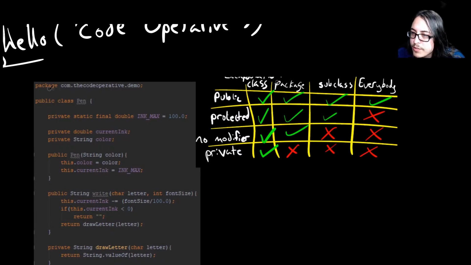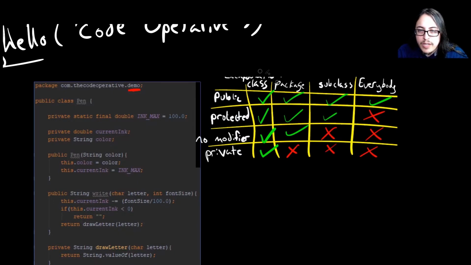Okay. So now we have our example of a class here, and you can see at the top it says package com.thecodeoperative.demo. So this is the folder structure of the class file that we're currently in. Anything that is in this demo folder is considered to be in the same package.